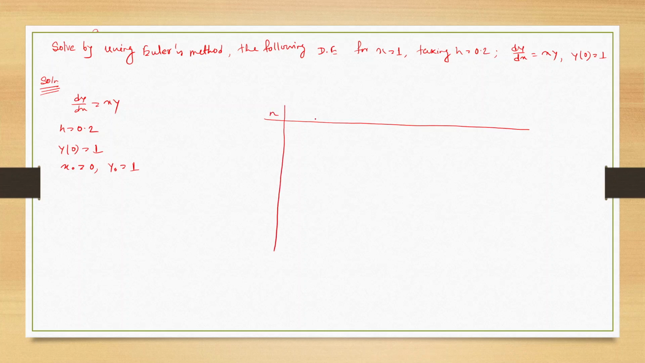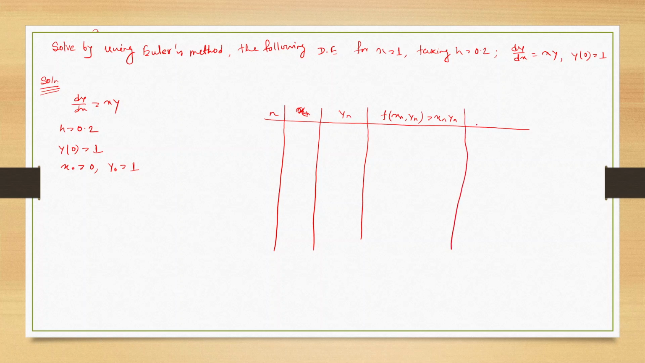So here this is n, this is xn, yn. Next one is f of xn comma yn is equal to xn yn, and this one is yn plus 1 is equal to yn plus h f of xn comma yn.